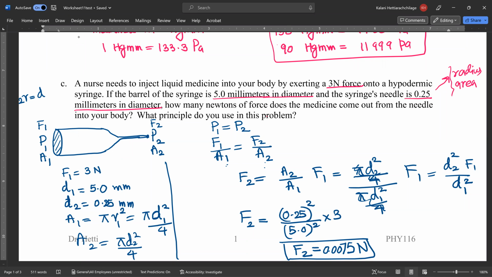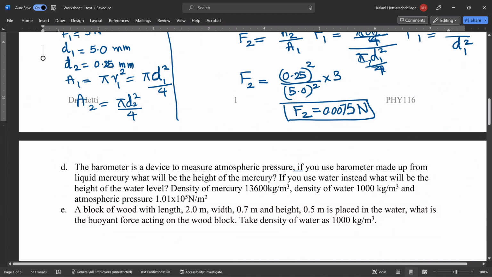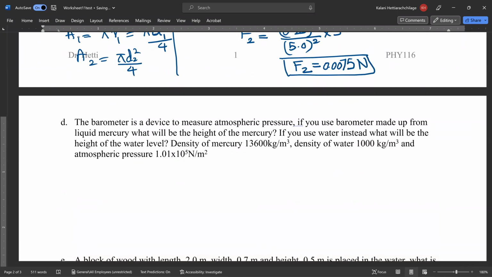Okay, so I hope everybody understands that. And now let's move on to part D. Okay, part D again, to observe your Pascal principle, if you have a depth or a height, how are you going to calculate it? How do you use the Pascal principle to calculate for the barometer? A barometer is the device to measure the atmospheric pressure, as we all know.